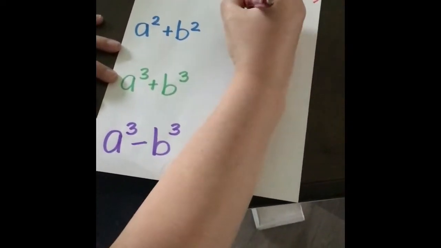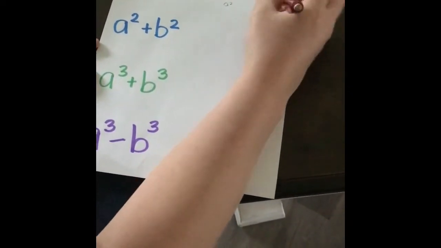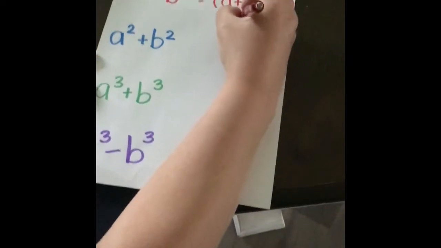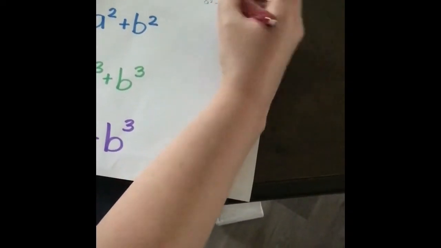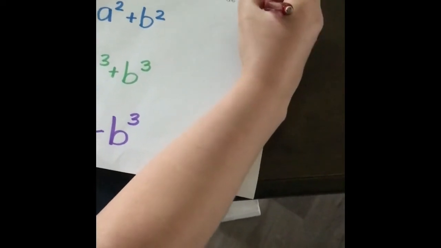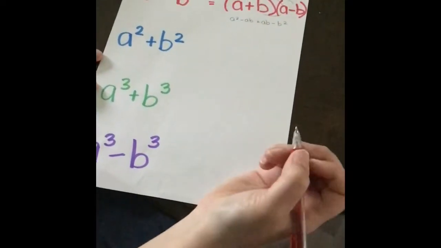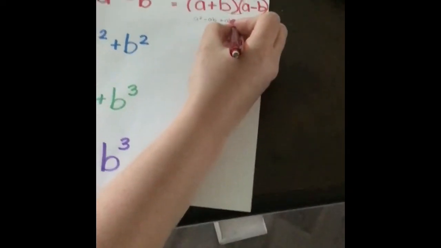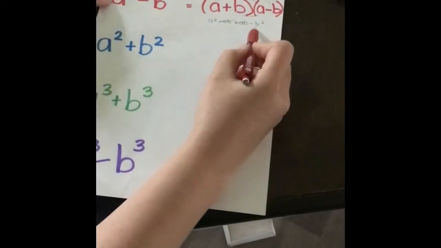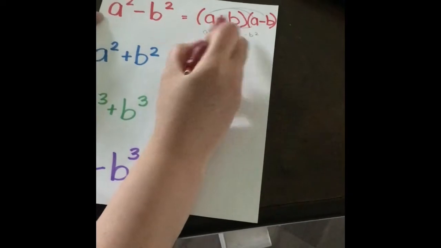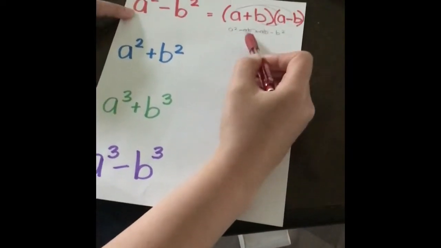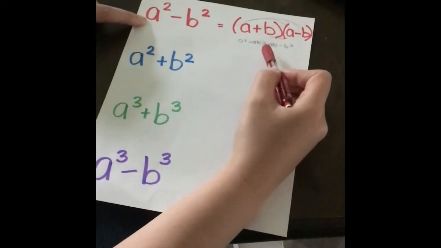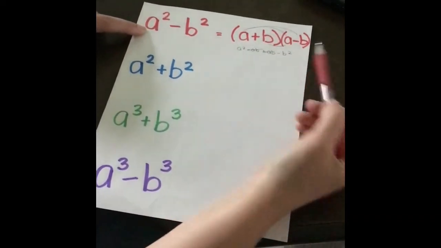Here I would take a times a, which would give me a squared. Here I would take a times negative b, which would give me minus ab. Here I'd take b times a, which would give me plus ab. And here I have negative b times b, which would give me minus b squared. So what happens with that is the plus ab and minus ab cancel and get me back to here. So that's why we're able to factor it this way. If they were both pluses, it wouldn't work because they wouldn't cancel. If they were both minuses, it wouldn't work because they wouldn't cancel.